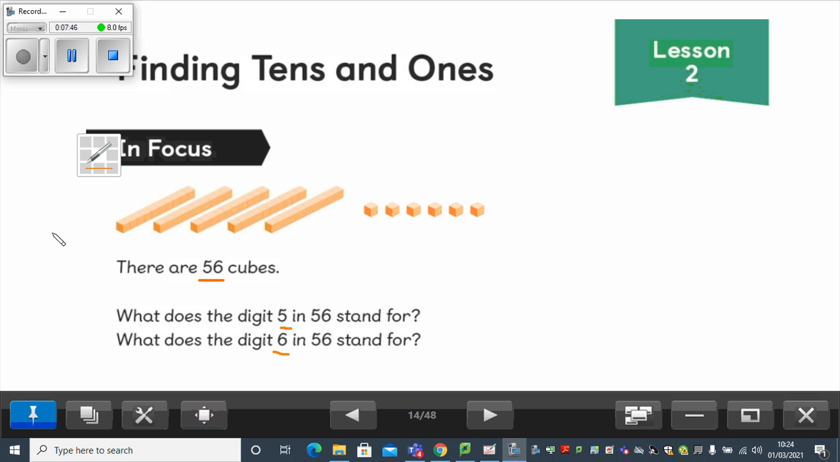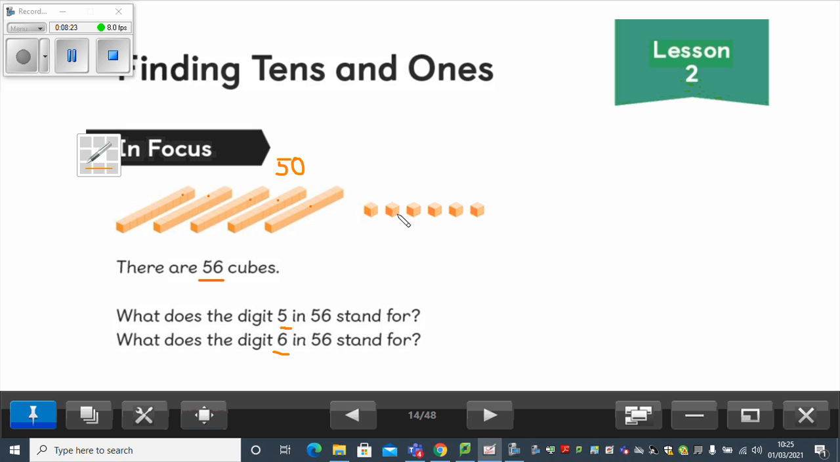Okay, did you work out both of those digits? Well, as we know, when we write our 2-digit numbers, we always write our tens first, then our ones. So the 5 means we have 1, 2, 3, 4, 5 tens. And 5 tens, count with me, is 10, 20, 30, 40, 50. So the 5 tens stands for 50.